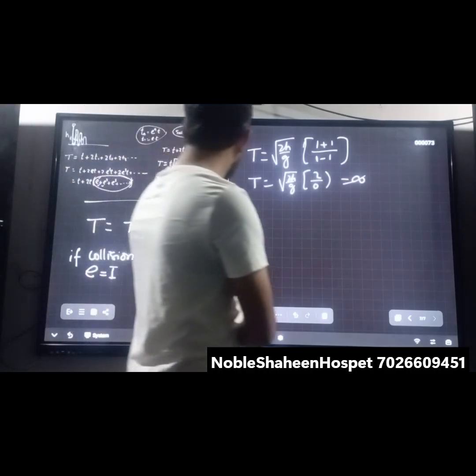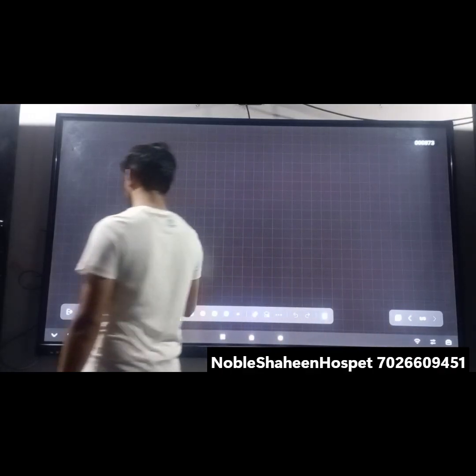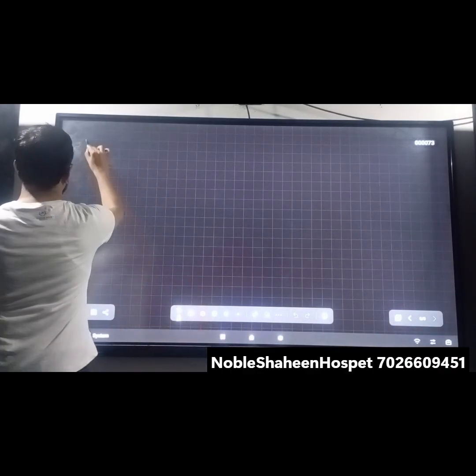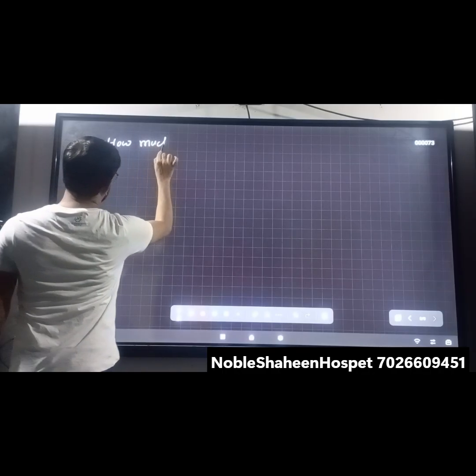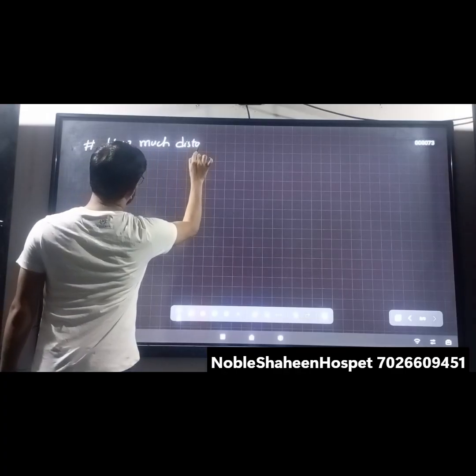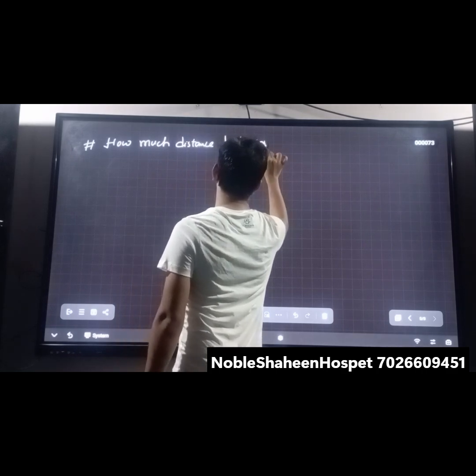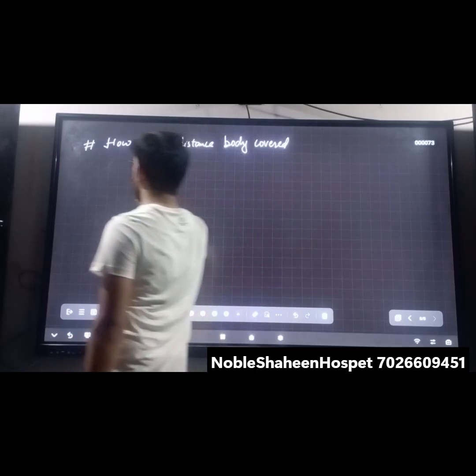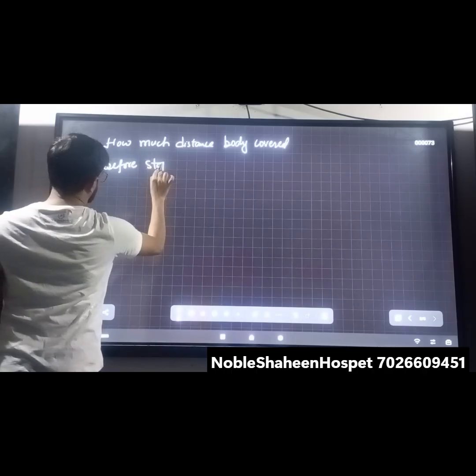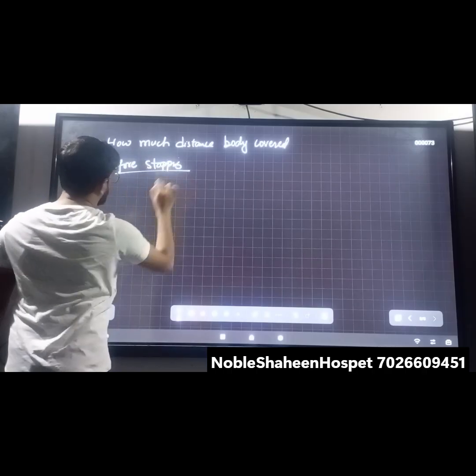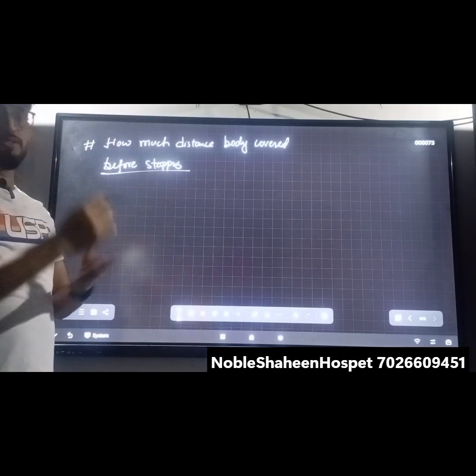To stop. Now our next topic is basically how much distance the body covers before stopping. Before stopping, how much distance will it cover.